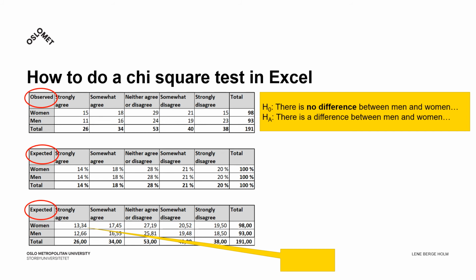So actually this number 13.34 is 26, which is the total number of people who strongly agree, times 98, which is the total number of women, divided by 191, which is the total number. So this will give me 13.34. So I can do this for the whole table on the bottom here, which will then be my expected table.